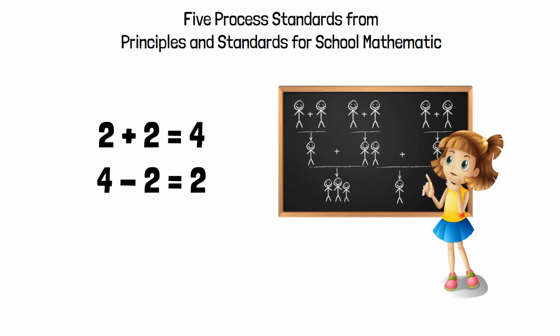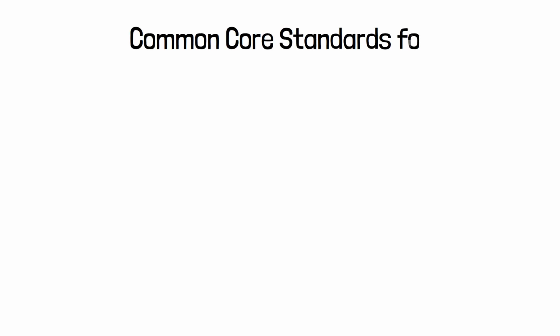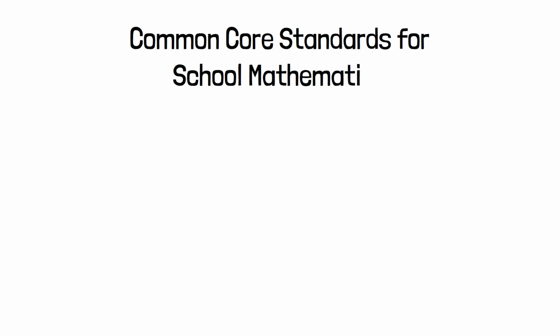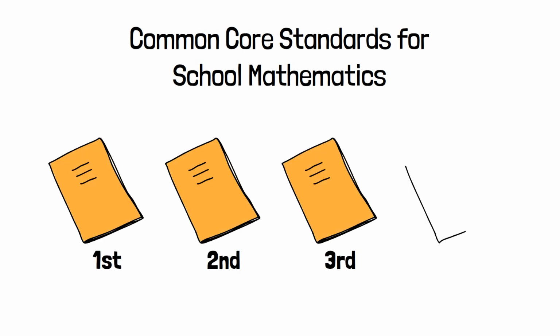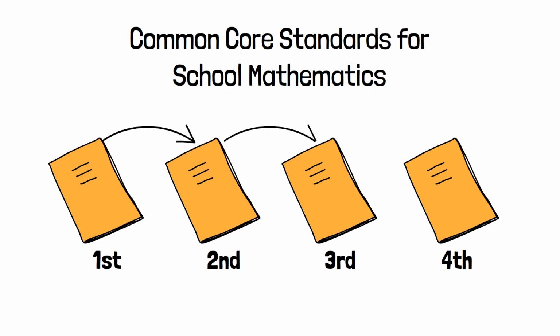The thinking behind the creation of the Common Core Standards for School Mathematics is similar to the NCTM Principles and Standards for School Mathematics. Both sets of standards are comprised of learning progressions that can inform instruction. These progressions guide teachers in understanding what came before and what to expect next, ensuring that instruction is coherent and builds on previous knowledge. This continuity is crucial for developing a strong mathematical foundation in students.